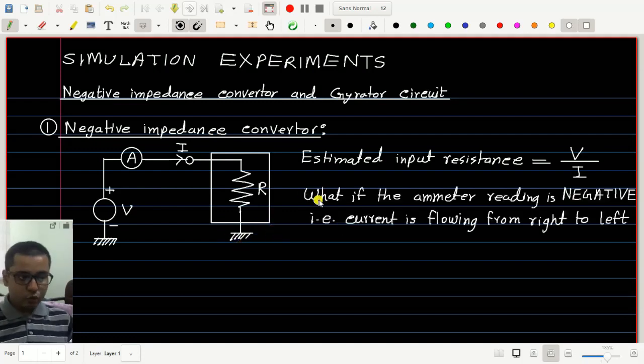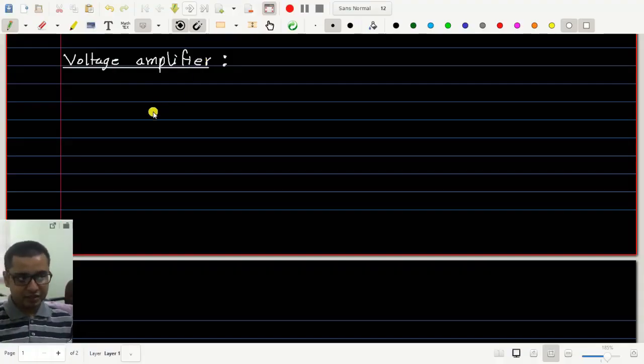Now, what if the ammeter reading comes out to be negative? That means the current is flowing actually from right to left. That means from inside to outside.